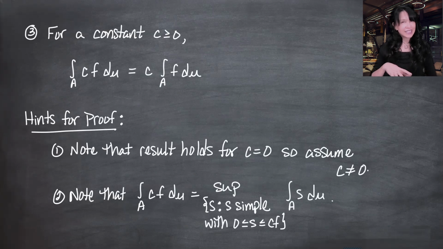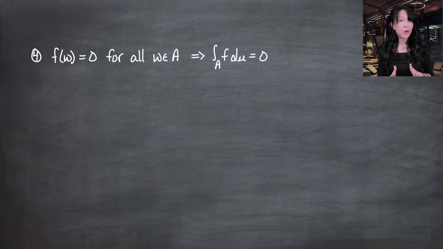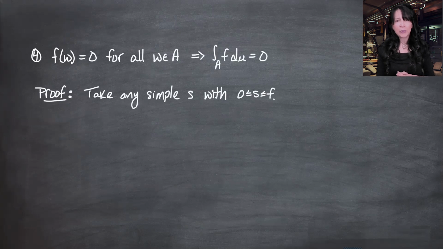We're ready for fun fact number 4. So if f of omega is 0 for all omega in some set A, then the integral of f with respect to mu over the set A is 0. Shocking, right? I know. I'm proving these things anyway because I think sometimes those are the hardest things to prove, the things that are so obvious. Like, of course. So let's try it. To prove this, I need to define this integral, so I'm going to take simple s.